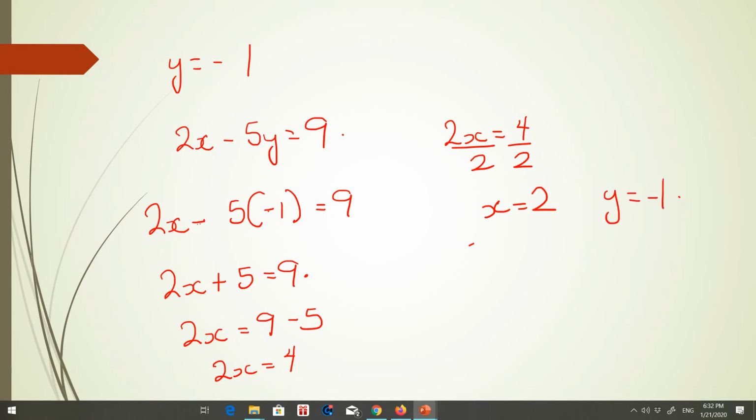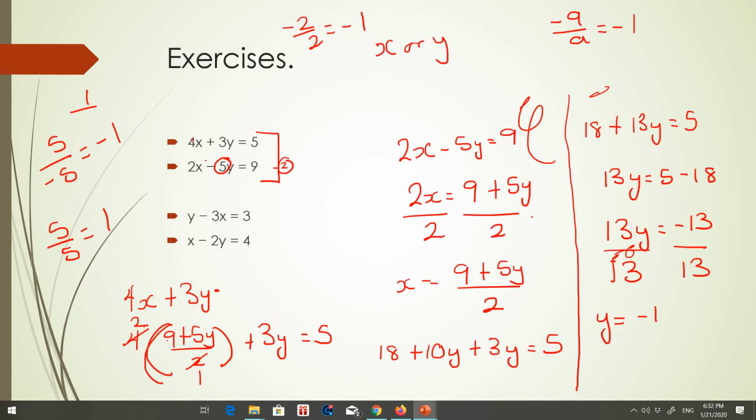So let's test it. Since we've used the second equation, let's now test it in the first one. X is 2, y is minus 1. 4 times 2, that's 8. 3 times minus 1, that's minus 3. So 8 minus 3 gives us 5. So our answer is correct. Okay, our answers x and y are correct.